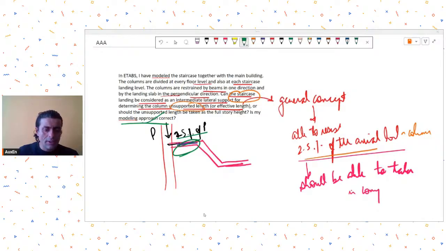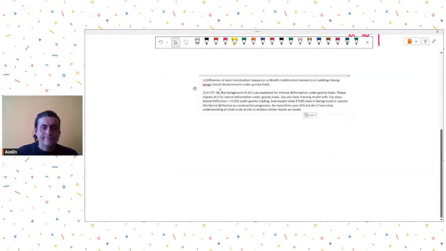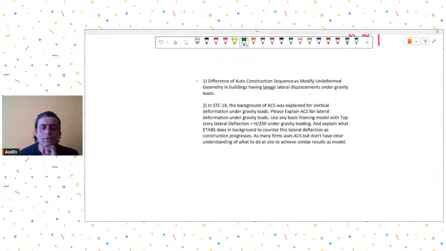The next question asked is from engineer Mohsin Bagban, an independent consultant from Mumbai. He is asking about the difference between auto construction sequence versus modify and deform geometry in buildings having large lateral displacements under gravity loads.